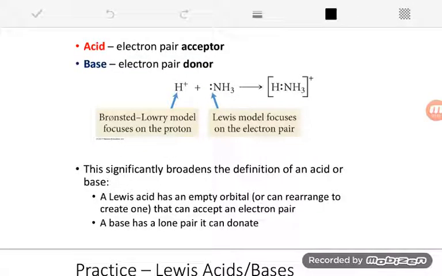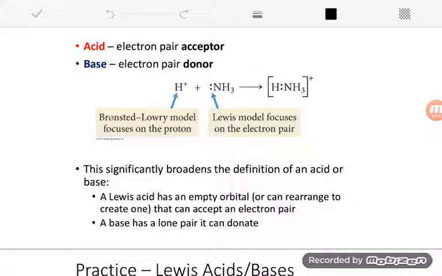Previously, we learned how to identify acids and bases according to the Arrhenius definition and the Bronsted-Lowry definition. In the Bronsted-Lowry definition, an acid was a proton donor and a base was a proton acceptor. These definitions are really useful, particularly for aqueous solutions. But for non-aqueous solutions, so organic solvents or gas phase reactions, you can still have acids and bases, but we need a slightly different model to identify them. And that's the Lewis model.